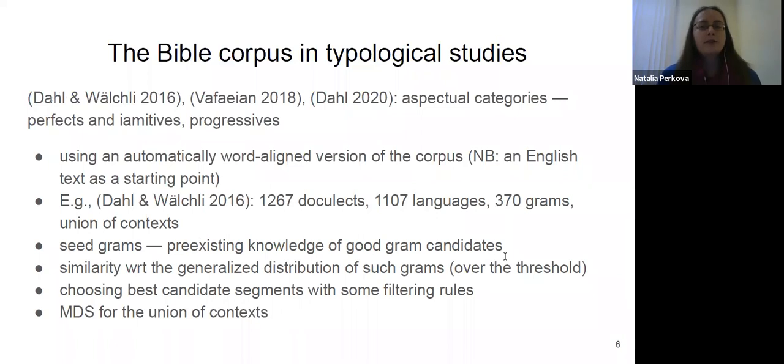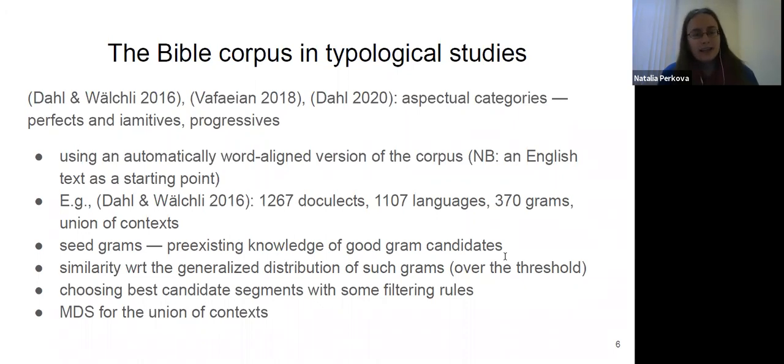There have also been several studies focusing on tense-aspect categories: perfects and iamitives, first of all, where the iamitive is the gram with the meaning 'already', more or less, and also progressives. This is, of course, the difference of all these studies from the caritive markers, because caritives are not that prominent in the text, and also not that studied. So it's, of course, a very important difference.